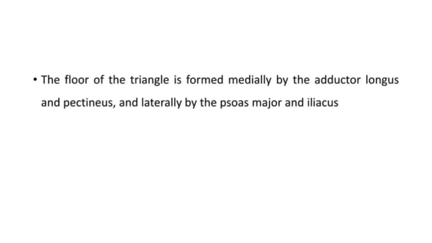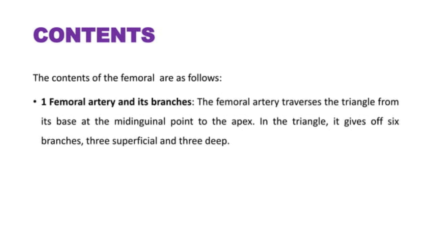Floor of the femoral triangle is formed by the adductor longus and pectineus on the medial side, and on the lateral side it is formed by the psoas major and iliacus muscle. Now the contents of the femoral triangle. Femoral artery and its branches. Femoral artery traverses the triangle from the base, behind the inguinal ligament at the midinguinal point, to the apex. In the triangle, it gives off 6 branches, 3 superficial and 3 deep branches.